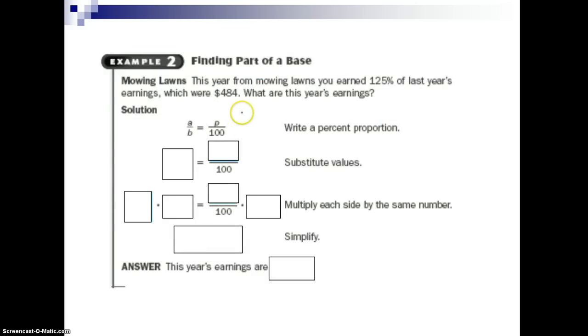In example 2, you're going to find the part of the base this time. So you're going to find A. This year for mowing lawns, you earned 125%. We can automatically know that that's your P. Of last year's earnings, which was 484. Here's that word "of," so that means that the next number is going to be your base, which is 484.